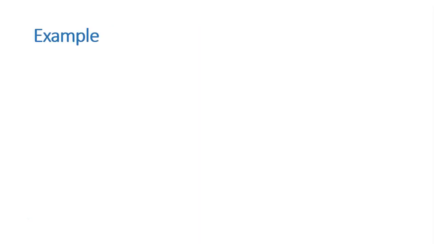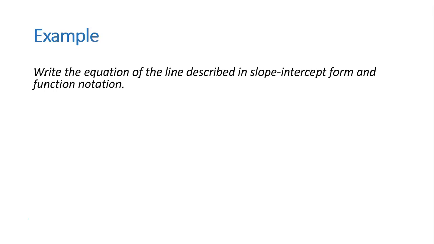So let's try a couple examples here. So we want to write the equation of the line described, given the information we're given, in slope-intercept form and then in function notation. So we'll talk about function notation when we get to that. So here's what we're given. We're told that our line passes through the point (2, -3), and it has a slope of -4. So we've got a point, we've got a slope, we have enough information for point-slope form.